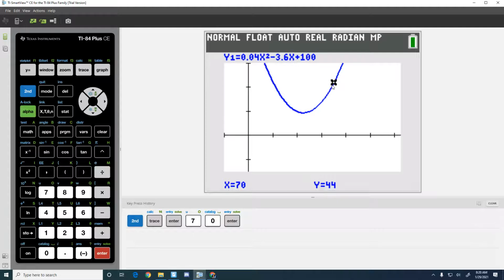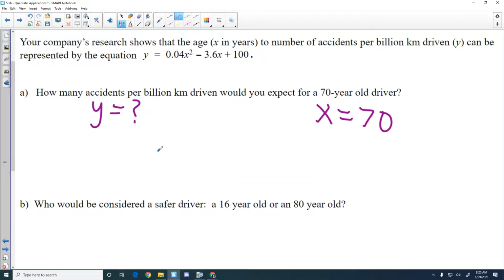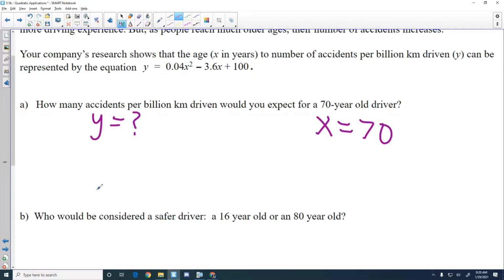Gavin. It's not saying that a 70-year-old, which my dad is actually 71, would get into 44 accidents that year. No, it's saying if he drove 1 billion kilometers, it would be likely that he'd get into 44 accidents. How do you get into 0.4 of an accident? Good question. All right, so then 44.